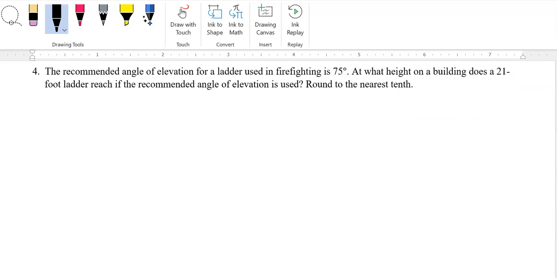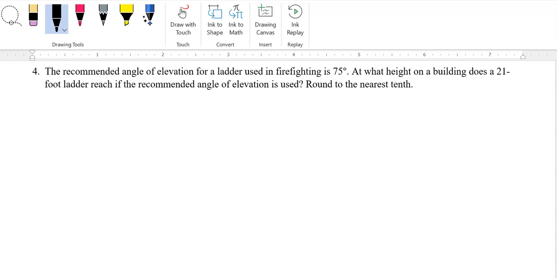All right, so we have a word problem here, number 4. The recommended angle of elevation for a ladder used in firefighting is 75 degrees. Okay, so you're thinking about a ladder that's leaning against a building, and the 75 degrees is the angle that the ladder makes with the ground. At what height on a building does a 21-foot ladder reach if the recommended angle of elevation is used?